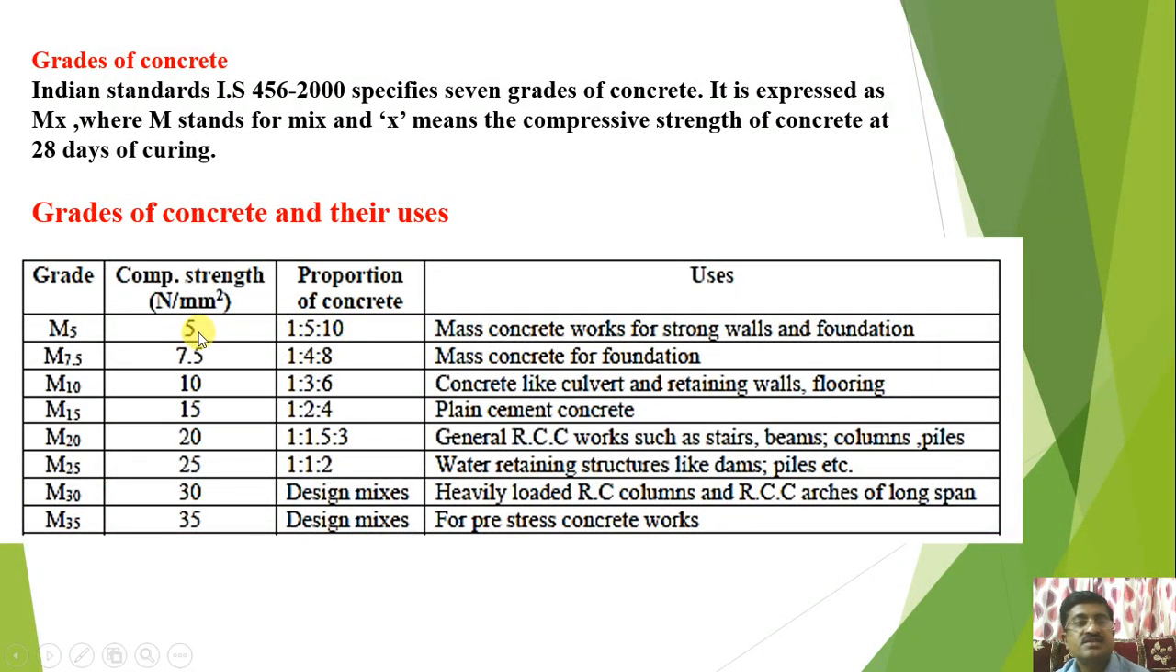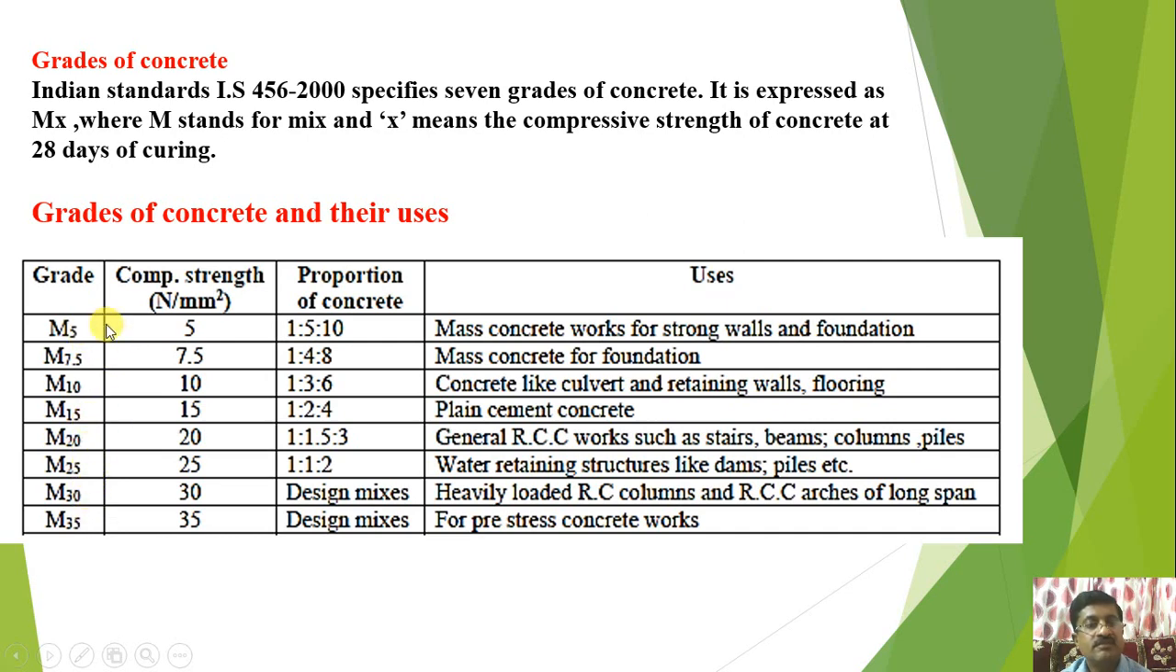Now let's discuss the grades of the concrete. Indian Standard IS 456-2000 specifies various grades of concrete. It is expressed as M followed by a number, where M stands for the mix and the number stands for the compressive strength of the concrete after 28 days of curing. The grades of concrete are M5, M7.5, M10, M15, M20, M25, M30, M35.